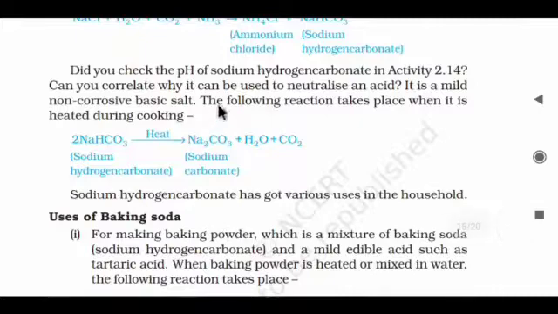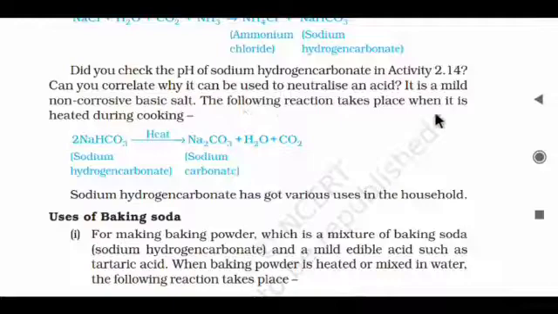Did you check the pH of sodium hydrogen carbonate in the activity? Can you correlate why it can be used to neutralize an acid? Why is it used to neutralize an acid? Because acids have low pH and bases have high pH. When you mix both acid and base with each other, a neutralization reaction takes place, and the pH of your product will be 7. It will be neutral. That's why it is called a neutralization reaction. It is a mild non-corrosive basic salt.